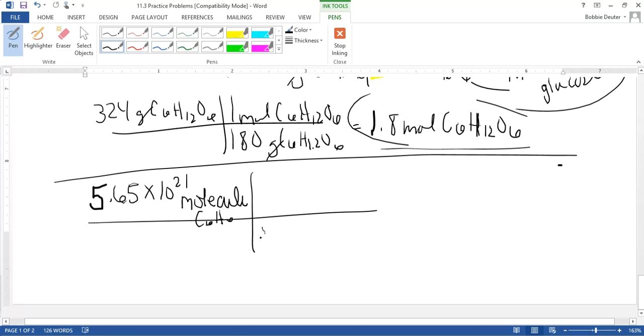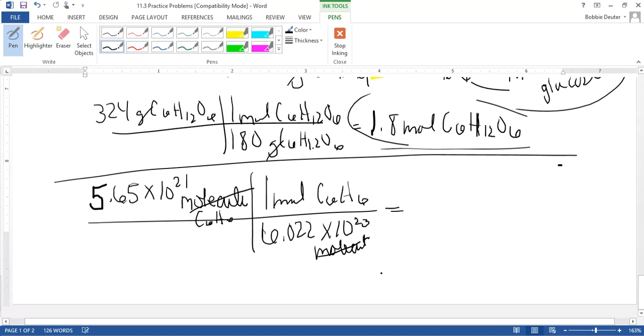When we convert to moles, we have Avogadro's number on the bottom. We put 1 mole on top. Molecules are canceled out. Multiply the top, divide it by the bottom. And in this case, you will have 9.4 times 10 to the negative 3 moles of benzene.